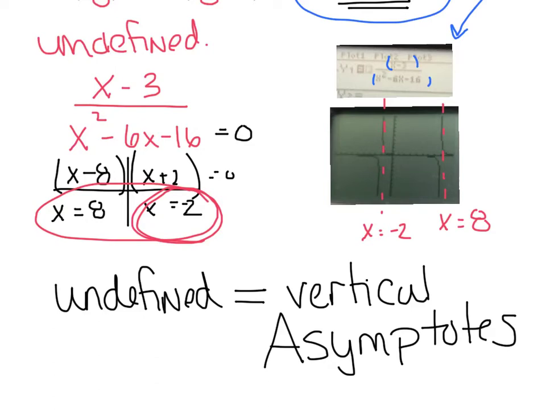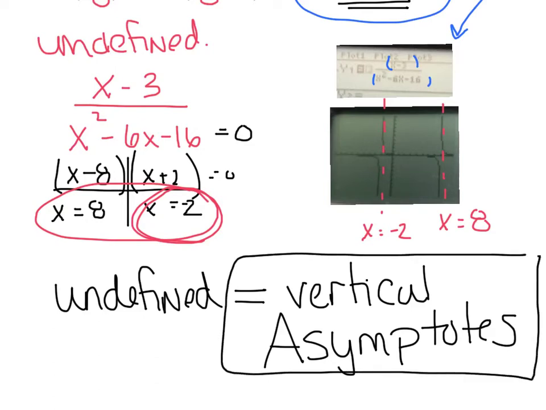All right, we're going to use this word quite a bit as we get into our higher level math and our trig. We create vertical asymptotes, and that happens when our fraction's undefined. You'll see these lines get closer and closer, but they actually don't touch negative 2 and they don't touch 8.